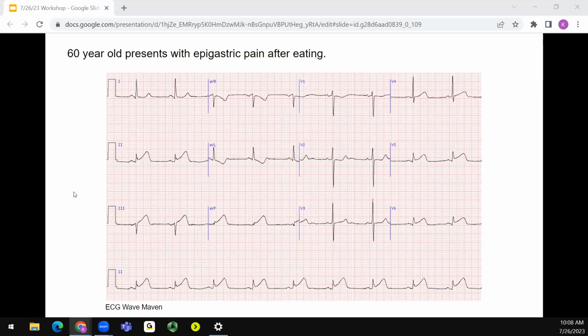All right, a 60-year-old presents with epigastric pain after eating. The resident wants to send the patient home, but you convinced them to get the EKG.